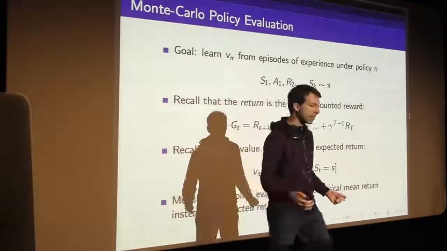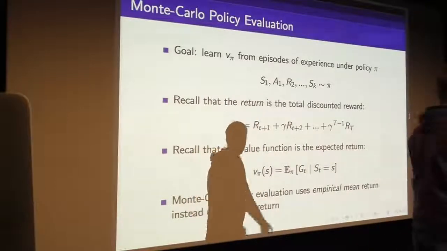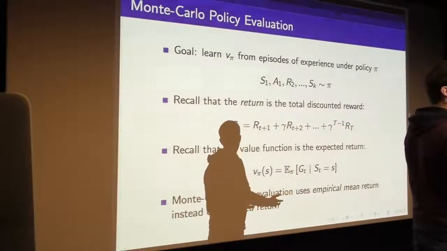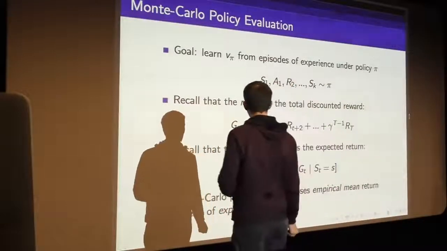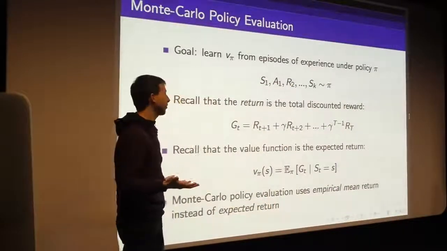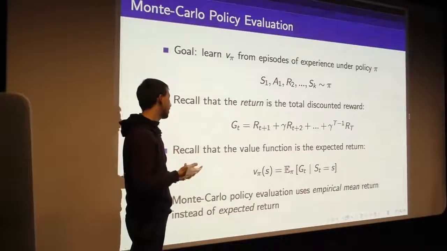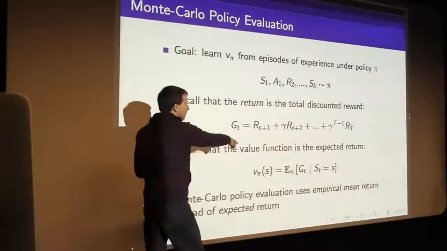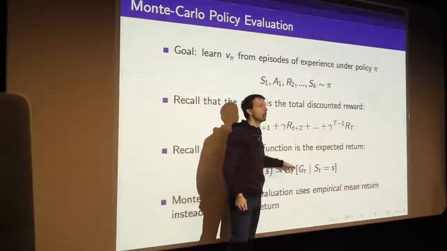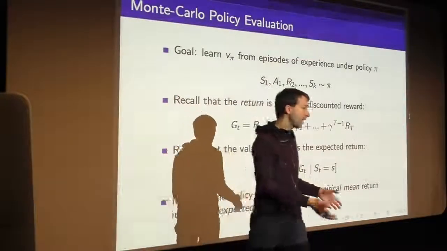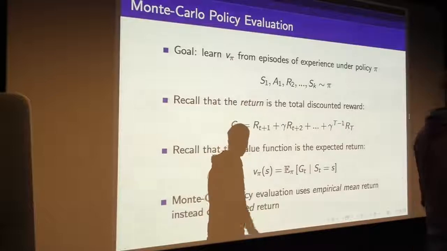So if I was to set my state to here and look at the expected return from this point onwards, that's the definition of the value function. So all we do in Monte Carlo policy evaluation, this simplest idea of Monte Carlo learning, is we use the empirical mean return in place of this expected return. So we're just going to replace this expectation with an empirical mean, and we're going to collect as many samples as we can from each of these states of what happens from that point onwards.